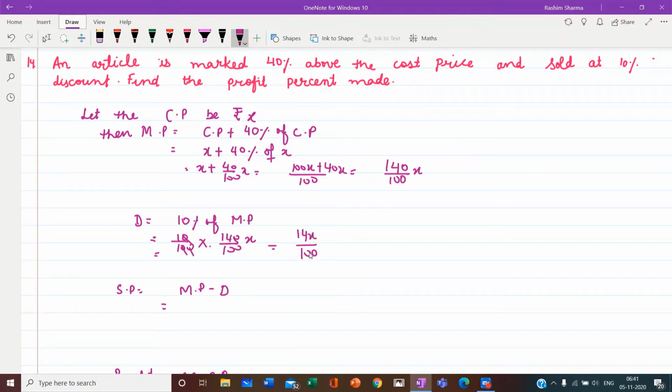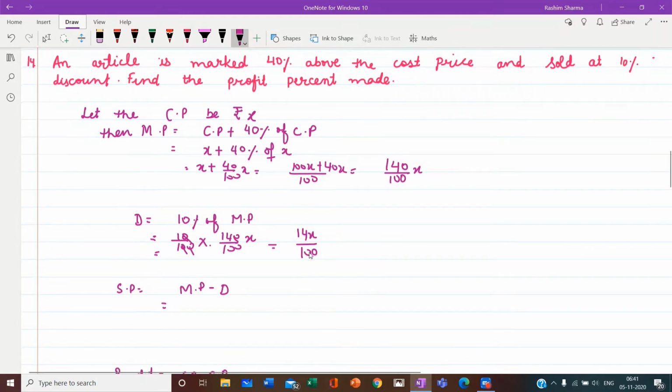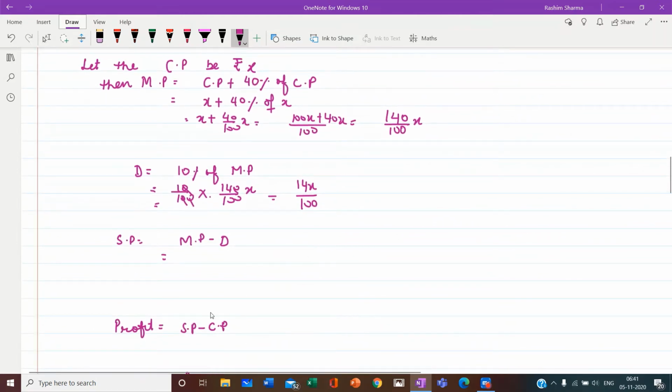Alright, then what is selling price? Selling price is MP minus discount. So we put the values here. It is 140 upon 100x minus 14 upon 100x. LCM will remain 100.